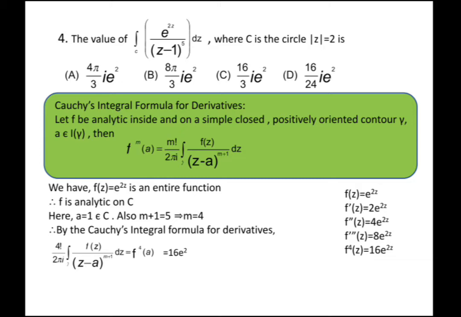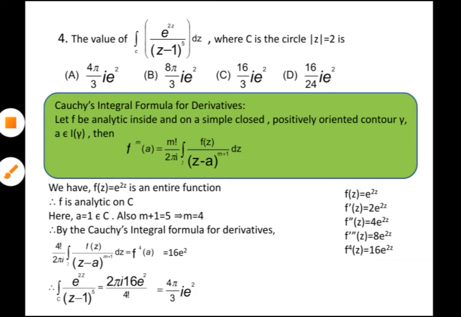So from this we get the integral over C of e raised to 2z by (z minus 1) raised to 5 is equal to 2 pi i into 16 e square by 4 factorial. By simplification we get this is equal to 4 pi by 3 i e square. So here option A is the correct answer.